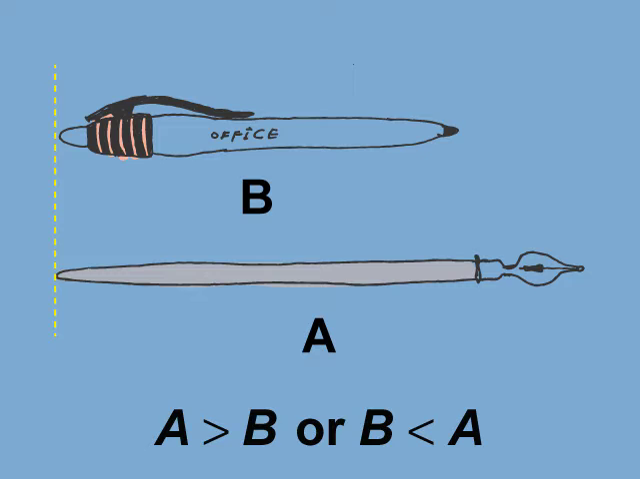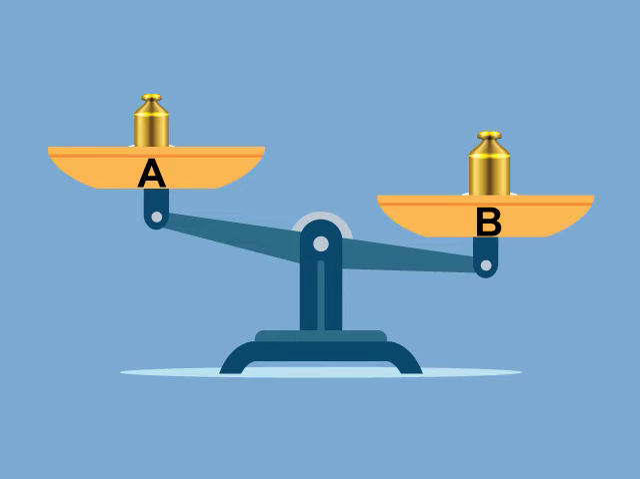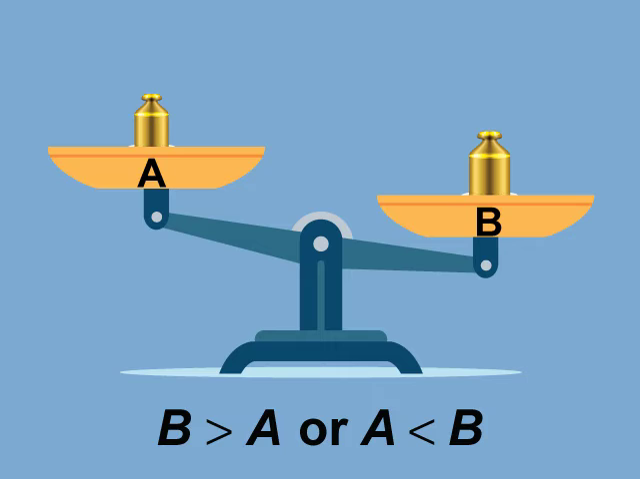Here are more examples. Here is a scale for comparing weights. Item B is heavier than item A. If we let the letters represent the weights, then you can write this inequality. B is greater than A. Or A is less than B.